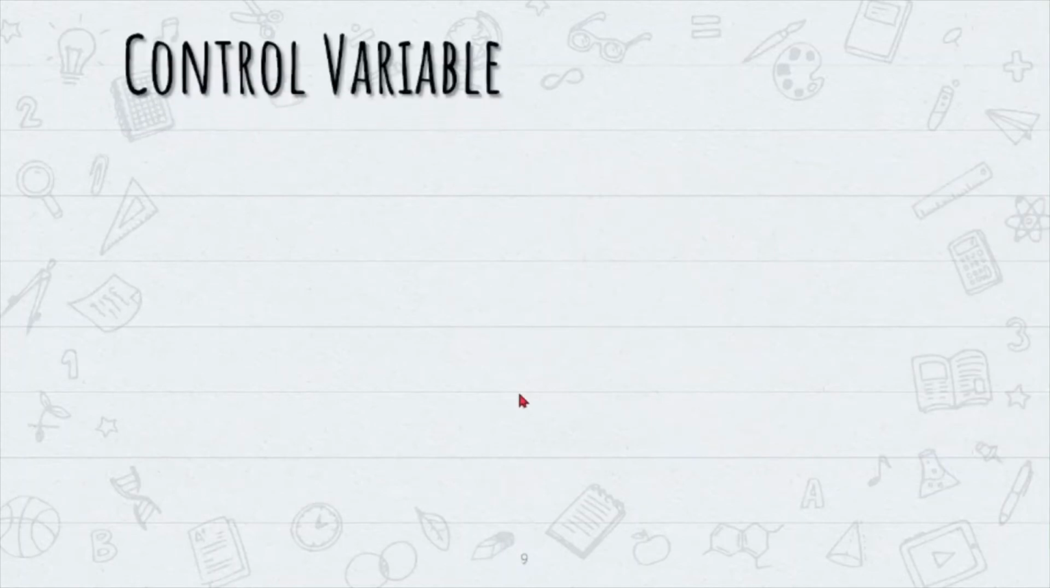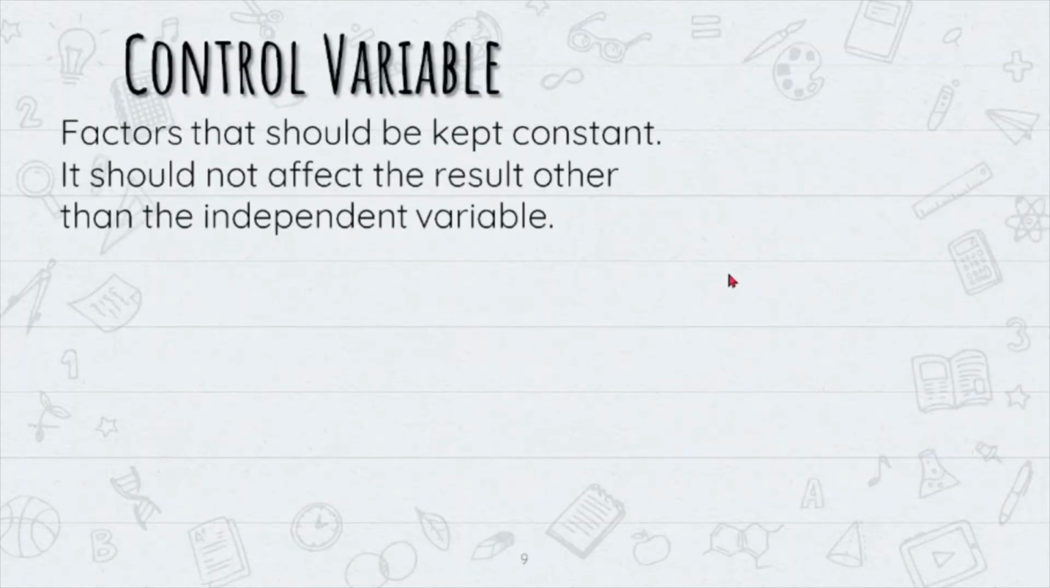And the last type of variable is the control variable. These are the factors that should be kept constant or the same. It should not affect the result other than the independent variable. That's why it is called control variables, because these are the factors that you should control and should not affect the result of the experiment other than the independent variable.